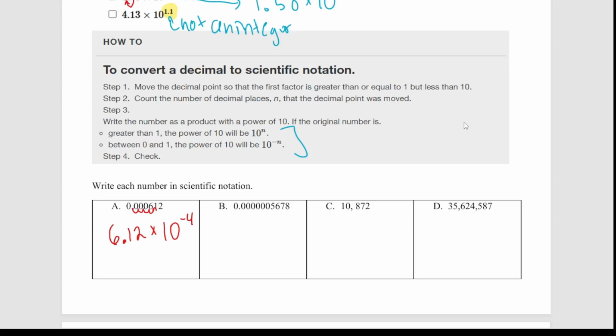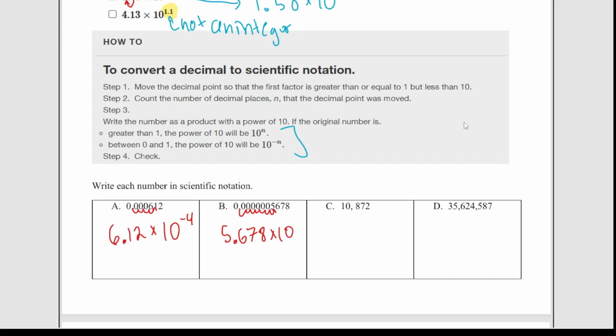So for the next one, we're moving over 1, 2, 3, 4, 5, 6, 7 places. So 5.678 times 10 to the negative 7. Because again, we actually became smaller, and I'm going to write that negative 7 a little bit clearer this time.